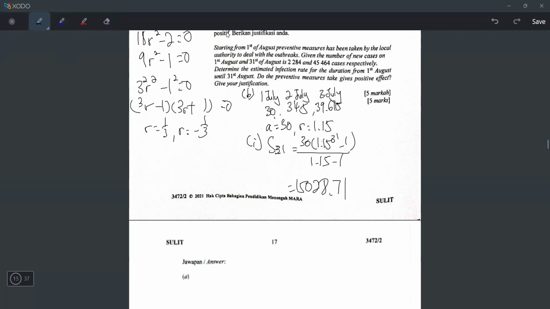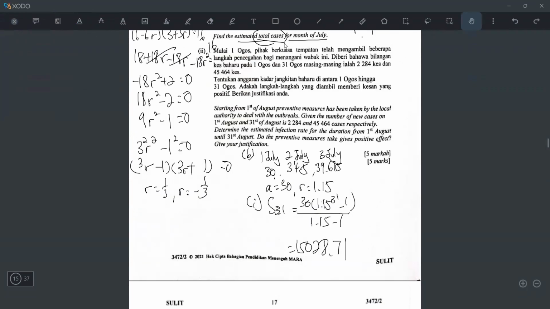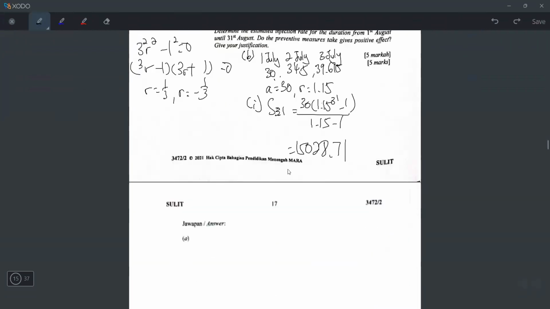Okay, so if you want to estimate the total cases for the month of July, you can say it's 15028 cases. Okay, I think if you write 15029 also can, because I remember the scheme they accept 15028 and 15029. Okay, they accept both. So yeah, it's not important whether you round off or not.